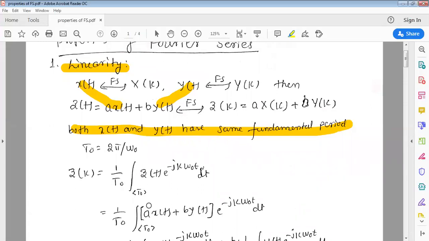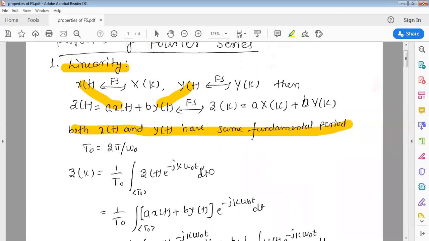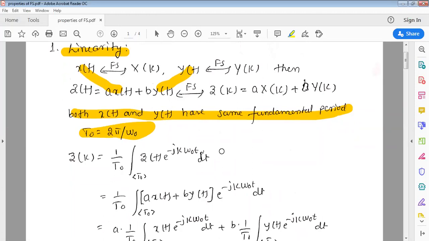So you have to add the terms such that both of them have the same period. If you add signals with two different periods, then for the sum you have to obtain the fundamental period, for which both the signals are periodic. Then only you use the relation T equal to 2 pi by omega naught, and then obtain the linearity property. Now I will use the basic equation. What I know, z of k is equal to 1 by T naught integral over a period of T naught z of t into e power minus jk omega naught t dt.